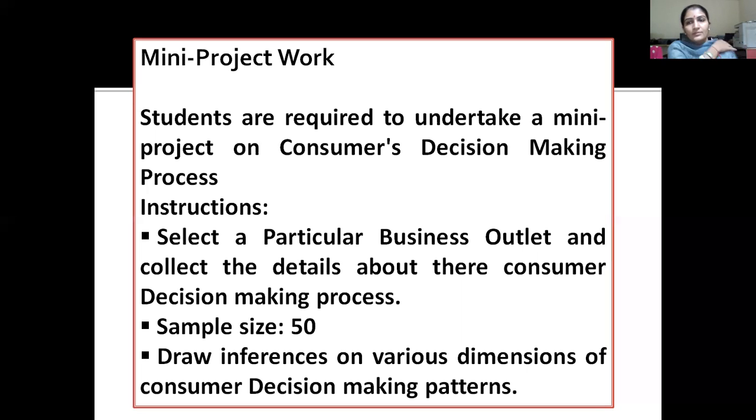And then while making the actual project report, you have to make a report. In that report, at the introductory part, you have to give a brief introduction about your project report, what kind of topic you have selected and which business outlet you have selected. The business outlet's brief information should be mentioned. And later you have to frame the objectives of the study, why you are making this mini project. So these objectives should be stated, and then the statement of the problem.